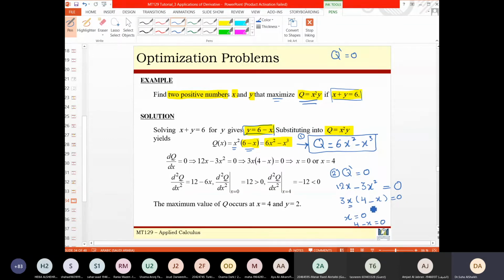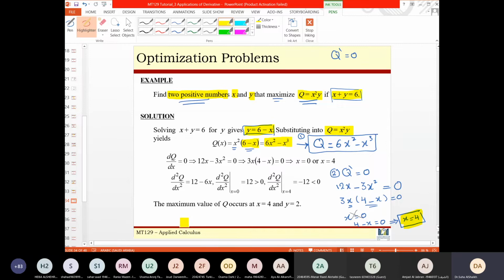Either this equals 0 or this equals 0, but they say the numbers are positive, so the case of x equal to 0 is not counted. We take the case with 4 minus x equal to 0. This will give me x equal to 4. I got the value of x. But this is not what they want from me, they want the value of x and the value of y.